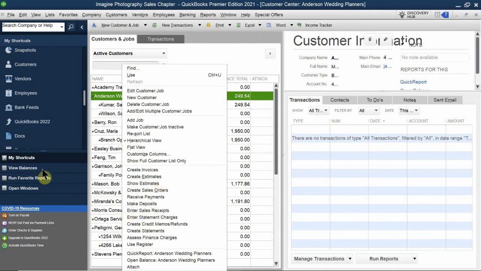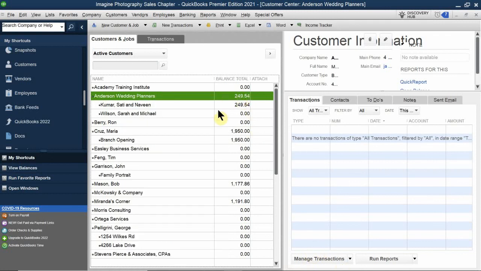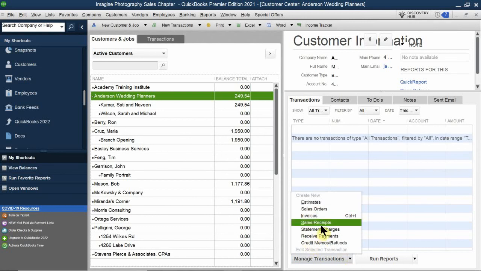And of course, you can also do that by going down to the menu here when you click on that particular individual, right? Let's say Anderson Wedding. You can come down right here where it says manage transactions. Click on this drop-up menu. You have the sales receipt here. Okay? So that's 5 ways.